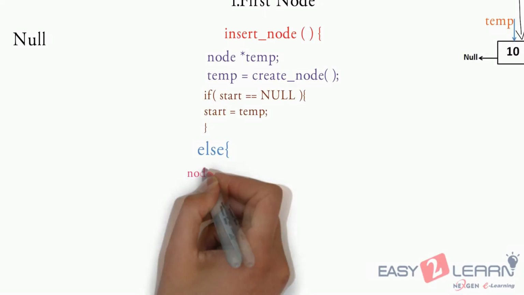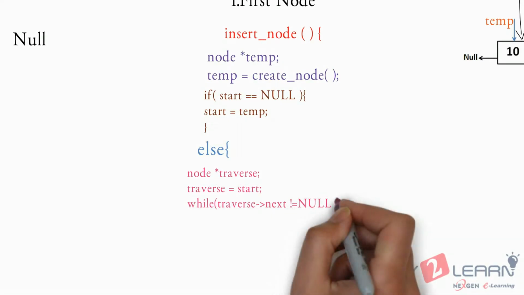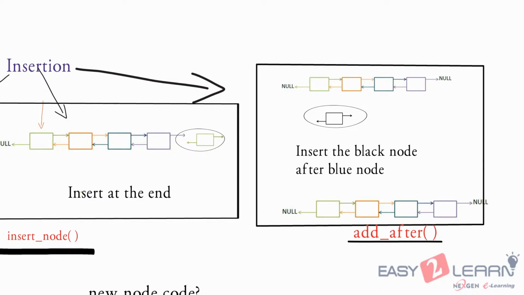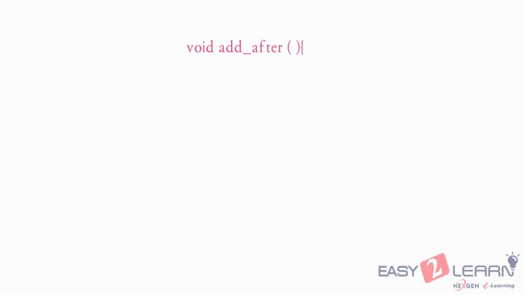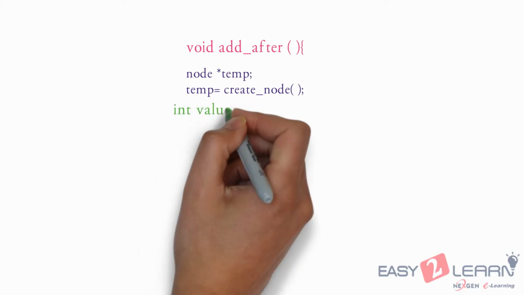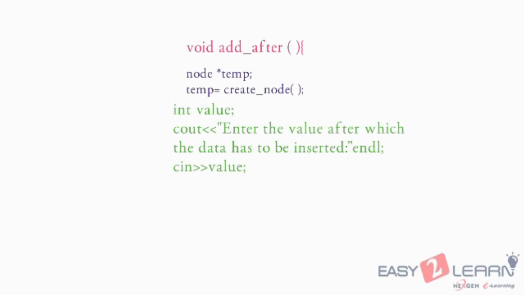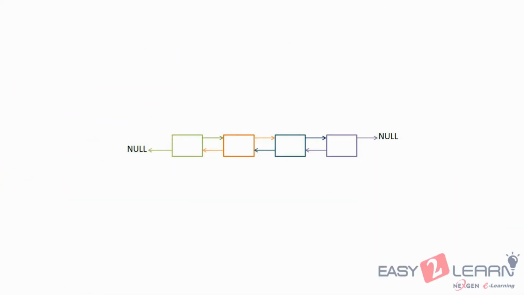That's it. We have successfully inserted. And you know, the node we have inserted, the next node will point towards the null. Now the next thing is how to add after. So we have written a function called add after, and we used the temporary pointer and assigned the create node to temp, and we should ask the user where he wants to insert the node, or after which value the data has to be inserted. So we ask the user to enter the value.